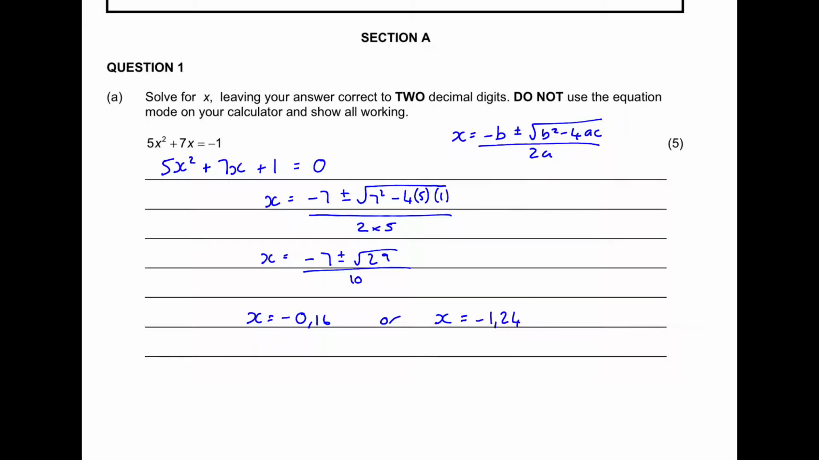Please consult the memo on Teams to see exactly where marks were allocated, and I'm not going to focus on where the marks are allocated in this video. We're just focusing on how to do the work.